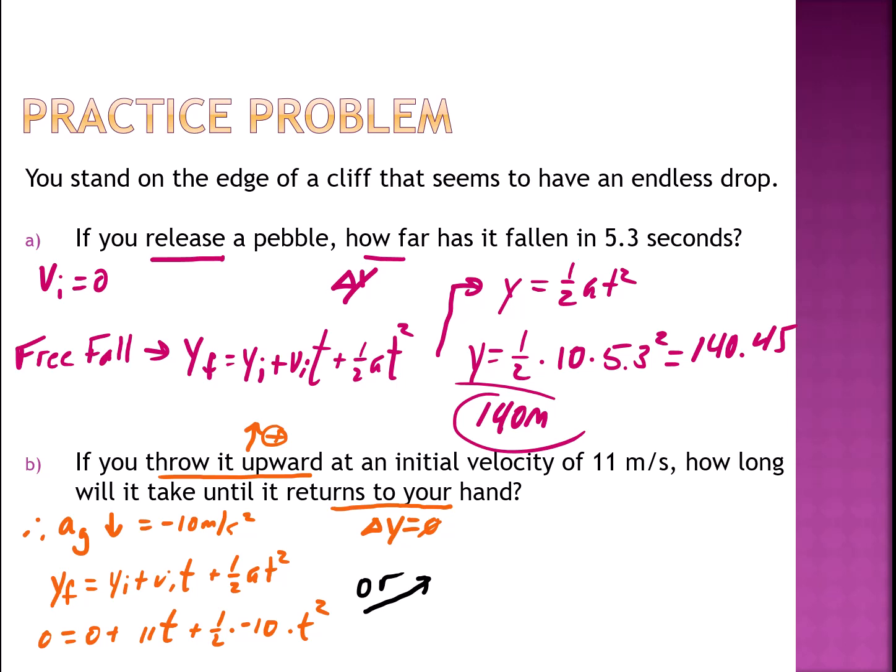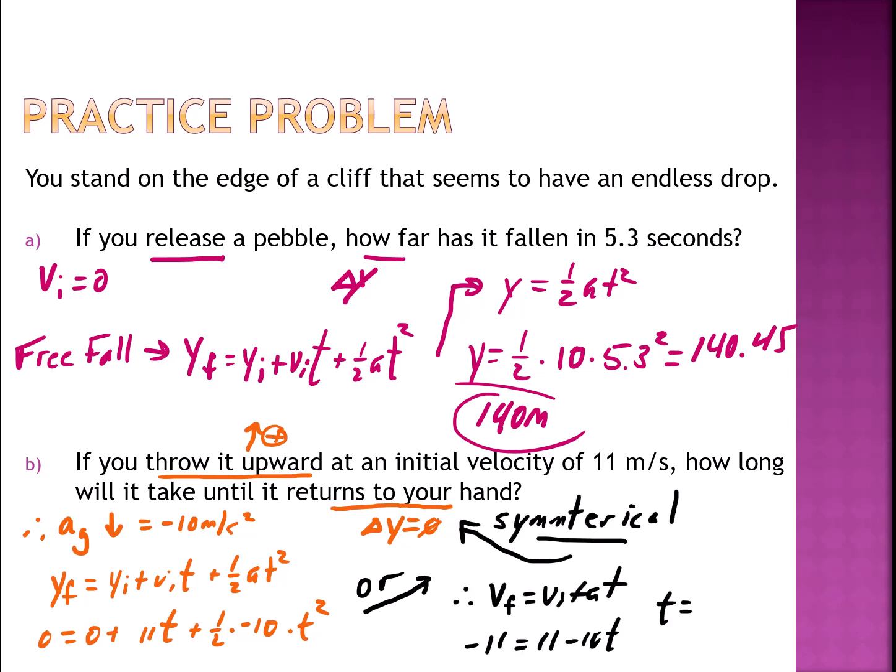Instead of doing that, if an object returns to the exact same vertical position as it originally did, it's a symmetrical problem, meaning if it took 10 seconds to go up, it'd take 10 seconds to go down. If we throw it upward at positive 11, it's going to come down at negative 11, negative meaning down. It's the exact same speed, just opposite direction, which means we can use our acceleration equation with the initial speed being 11, the final speed being negative 11, the acceleration being negative 10. Now I don't have to do the quadratic. I get negative 22 divided by negative 10, 2.2 seconds.